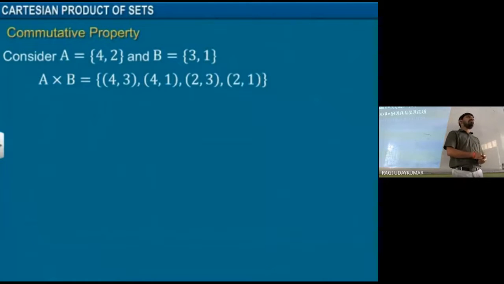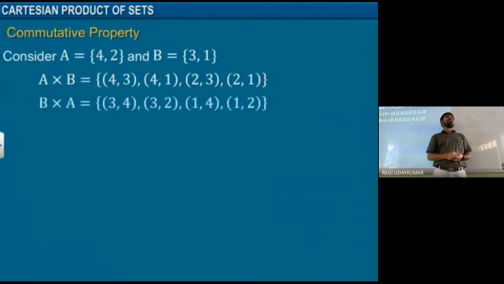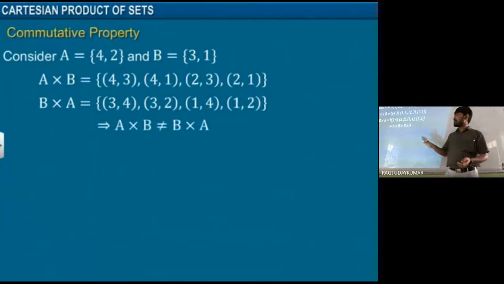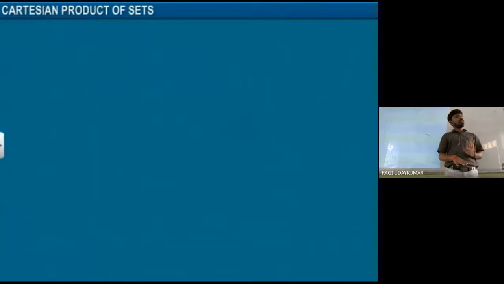So how will these both be equal? They will not be equal. A cross B is never equal to B cross A. If A and B are the same set, A cross A, then they are equal, but if they are different sets, they are not equal. So the commutative property will not be satisfied when you take the Cartesian product of two sets. A cross B is mostly not equal to B cross A.